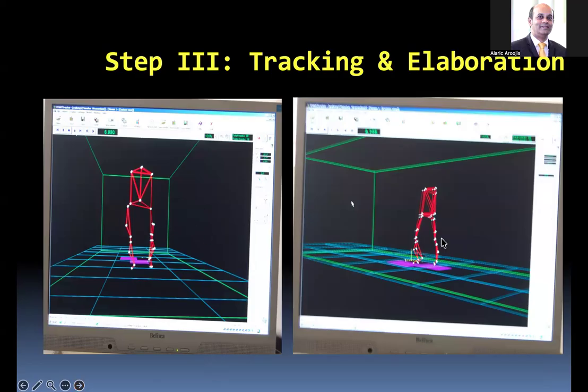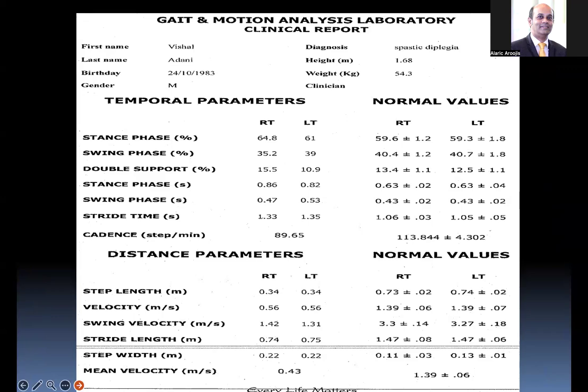Then you can get on the computer, and as you can see here, based on the markers, you can see the force plates there. You can see how the stick figure is made, and you can see that figure walking and measuring the kinematics and the kinetics. Once all that information is gathered, the lab will then spew out all of this data, giving you the height and weight of the patient, and the various temporospatial parameters, and you have normative data on the side. You can then compare all of those figures with the normative data in terms of distance and in terms of time.